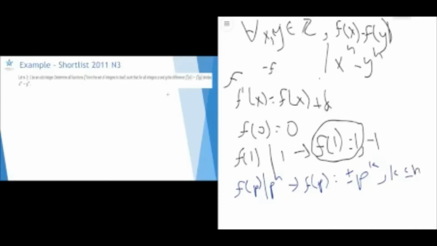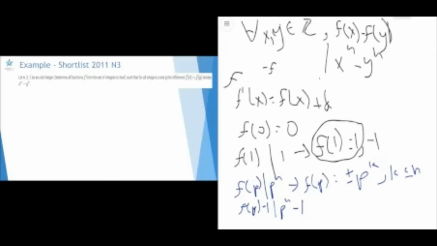Okay, interesting. But how do we continue from here? Well, we can also try to use 1. So if we do x equals p and y equals 1, then we have f of p minus 1 divides p to the n minus 1. So since we know that f of p can be one of these two values, let's try them out both.